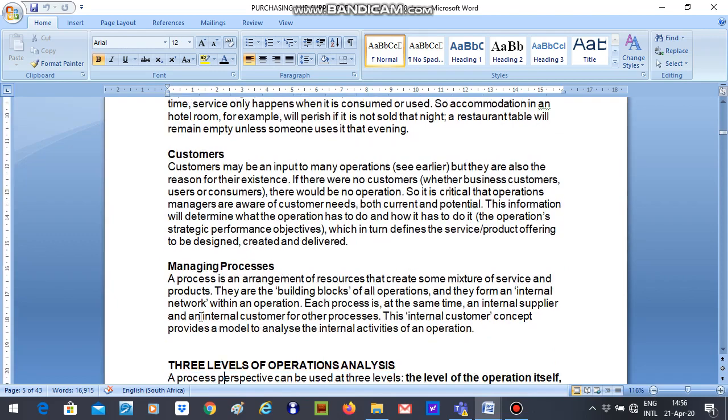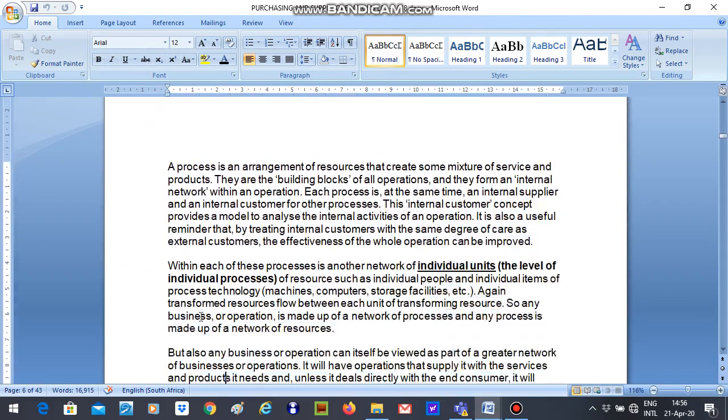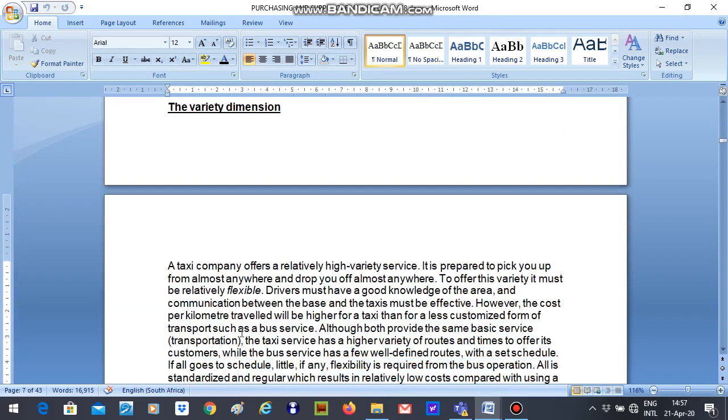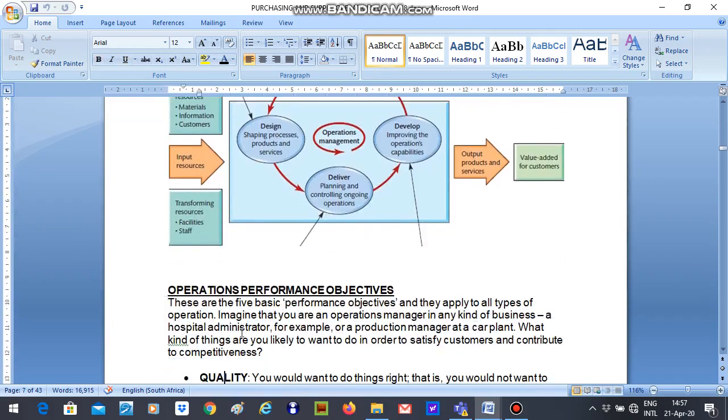May we go down and then we look at the 4 V's. The volume, variety, variation, and visibility. As we process, the outcome of the process will be linking to the volume of the output, the variety, and then variation and visibility. So these are what we call the 4 V's, which are related to the input transformation output process. Those are how the outputs are supposed to come out. Okay, they are explained in detail. You can read and gain knowledge.